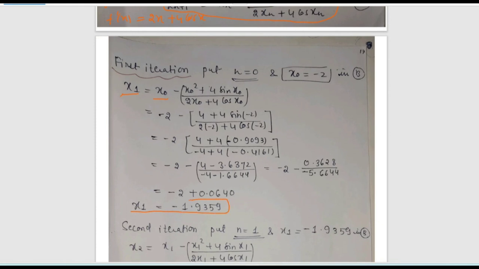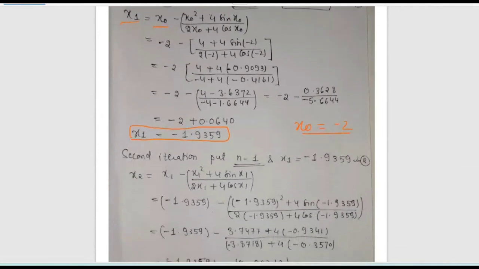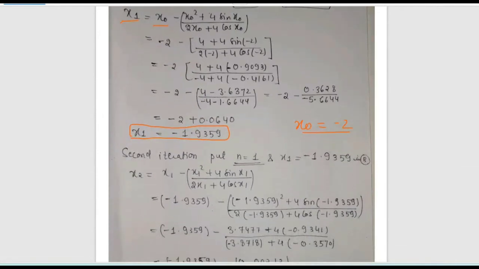So in this way, what is x1? x1 is minus 1.9359. The initial approximation was minus 2. It means the value is reducing, so the answer should be nearer to minus 2. Now, just continue the iteration for n equals 1. If you put n equals 1 in the NR formula, obviously you will get x2 in terms of x1. So you'll write x2 equals x1 minus x1 square plus 4 sine x1 upon 2x1 plus 4 cos x1. Substitute the value which you have obtained in the first iteration here. So just get the result.